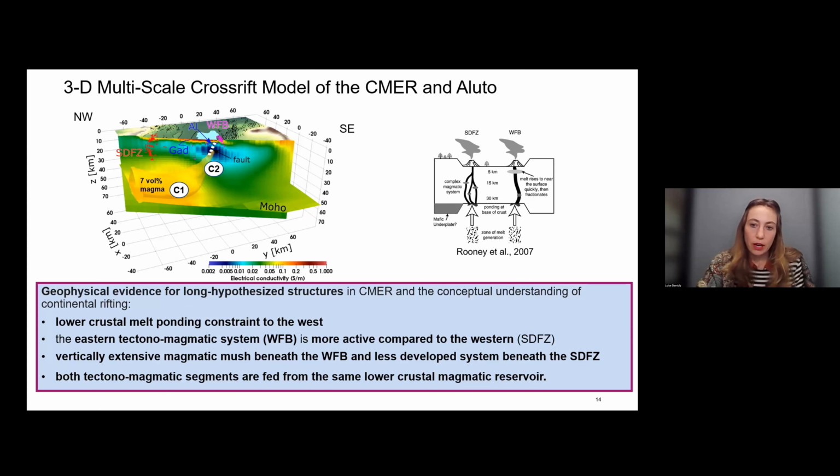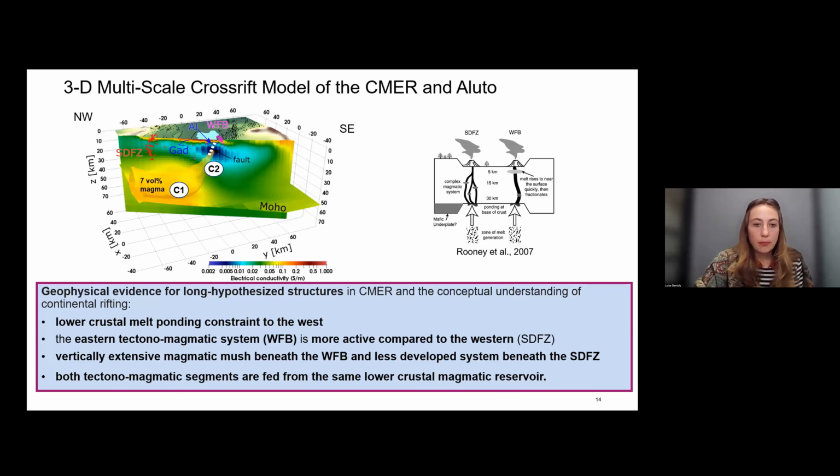Another thing that we also see is that both fault zones are fed from the same lower crustal magmatic ponding system, which is interesting to know because this has been discussed in the past as well. As you can see here, this is still depicted as two separate zones.